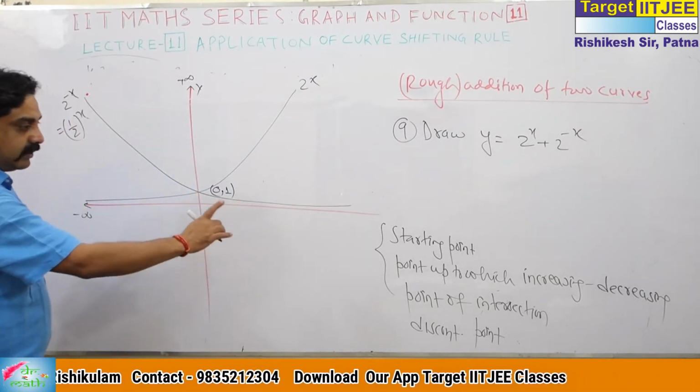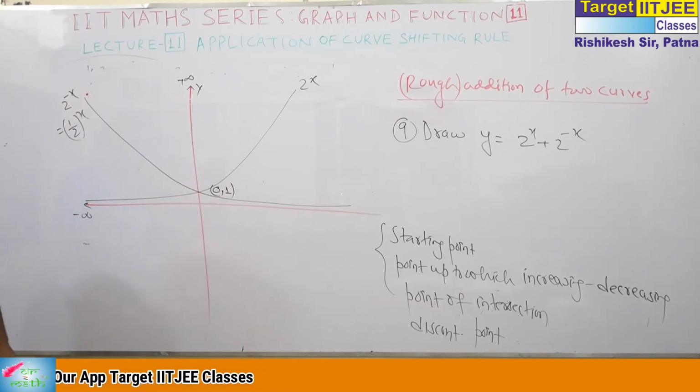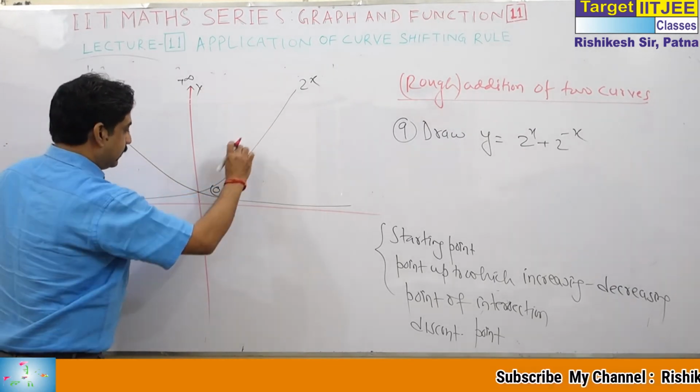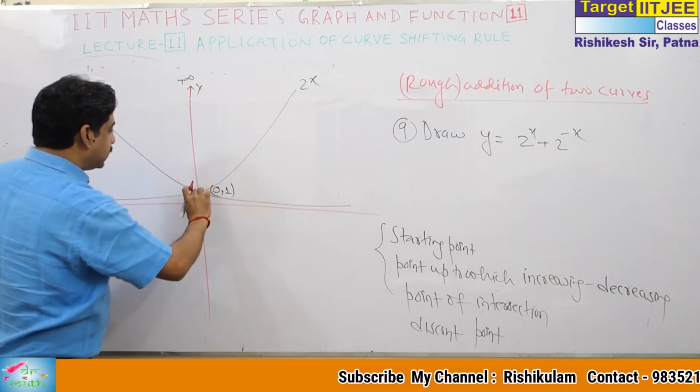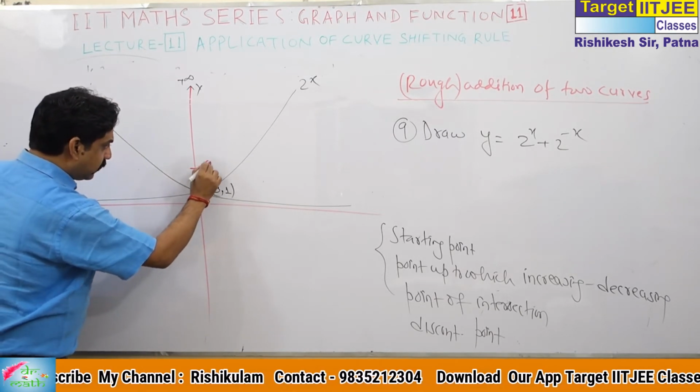So we will see the point of intersection. They meet at 0, 1. So 0, 1 for this graph and 0, 1 for this graph. When 0, 1 and 0, 1 are added, this is 0, 2.